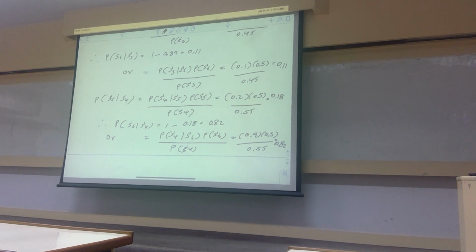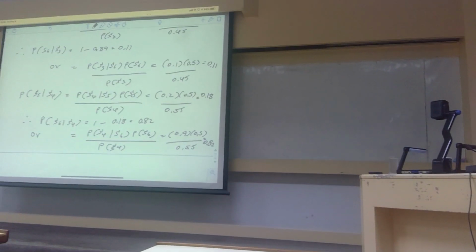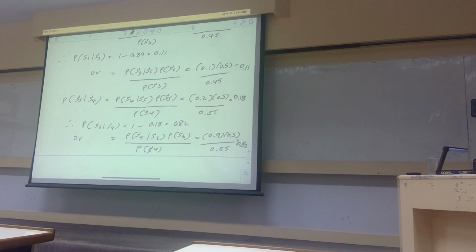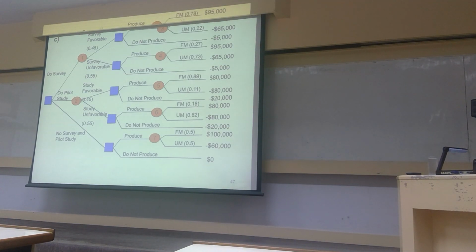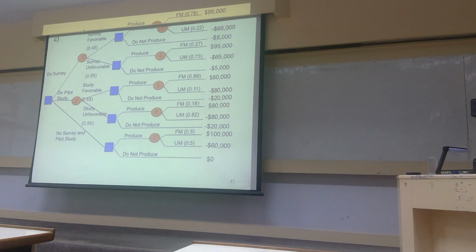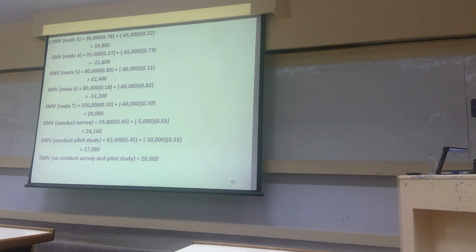And what next? After you calculate the revised probabilities, you insert them into the decision tree diagram. So you can see, next, we insert it into the diagram and we're ready to calculate. Same, we calculate for each outcome node, which is a circle node. For example, outcome node 4, we use 0.27 multiplied by 95,000 plus 0.73 multiplied by minus 65,000. And this is the result for every EMV node.